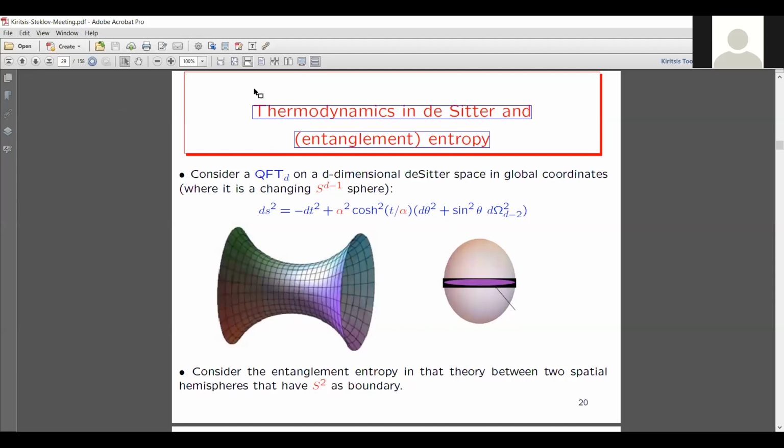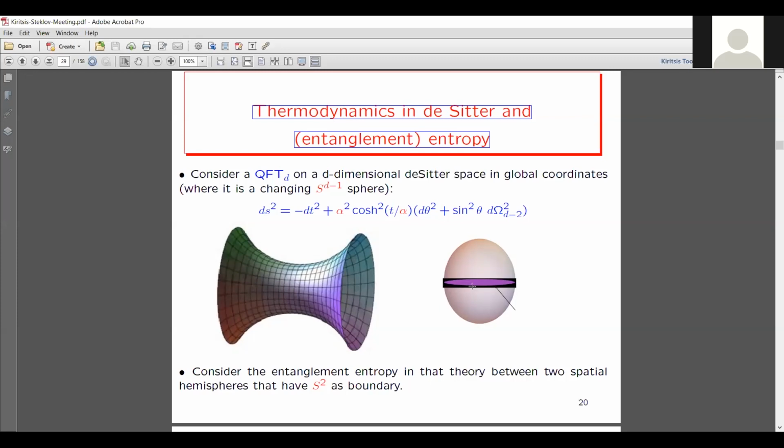Before I delve further into this effective action, I'd like to go back to de Sitter space and make a detour about entanglement entropy. So let's consider a quantum field theory in d dimensions on a d-dimensional de Sitter space that I wrote here in global coordinates, which is an S^(d-1) sphere, which is changing radius from infinity to a minimum and then back to infinity. And this is basically the metric here. And the (d-1)-sphere, I rewrote it here in terms of a single coordinate theta, and I split it basically so that you can see the two hemispheres which touch each other at an S^(d-2).